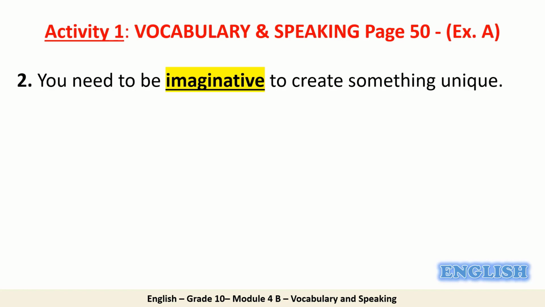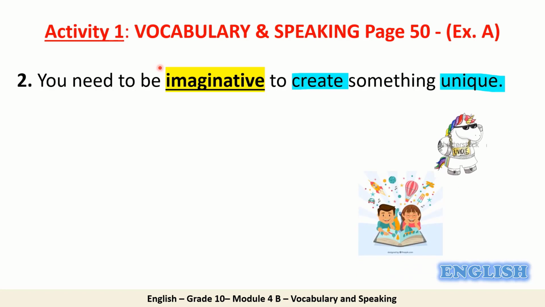Number 2. Read the sentence and highlight the keywords. Come back for discussion. Well done! You need to be imaginative to create something unique. Imaginative is my bolded adjective. Create, unique are my highlighted keywords. So, an imaginative person is a unique person who can create new things.